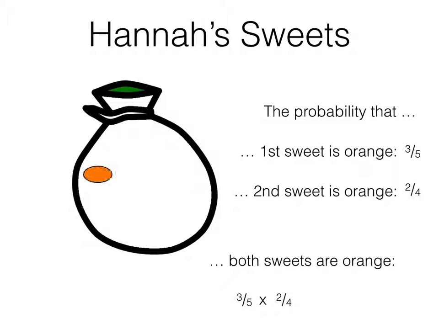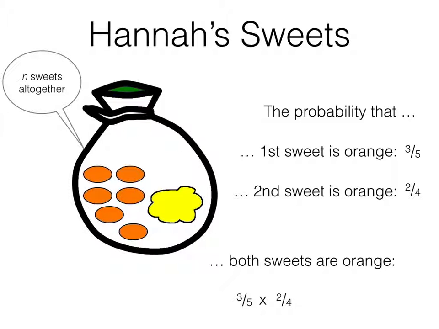There are 6 orange sweets. The actual number of yellow sweets is not known, but there are n sweets altogether. So the probability that the first sweet is orange is 6 divided by n. Hannah eats this sweet, so there are now n minus 1 sweets left, of which 5 are orange. So this time her chance of picking an orange sweet is 5 divided by n minus 1.